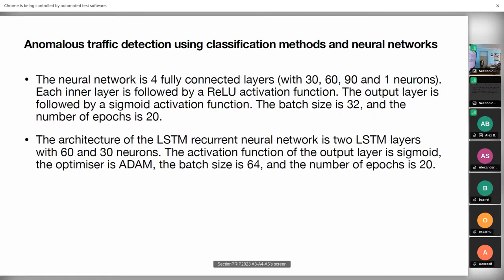And to expedite the process, we tested our algorithms on the dataset containing 20,000 observations for training. The fully connected neural network consists of four layers with 30, 60, and 90 neurons in each respectively, and we used the ReLU activation function and the sigmoid activation function for the output.